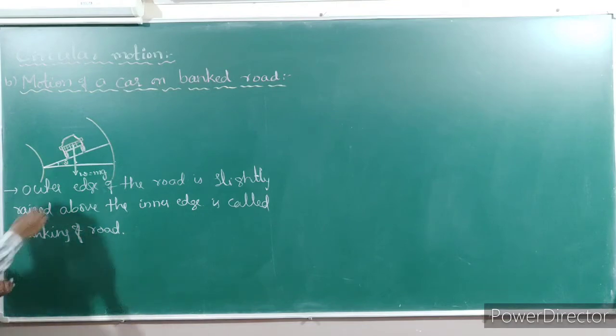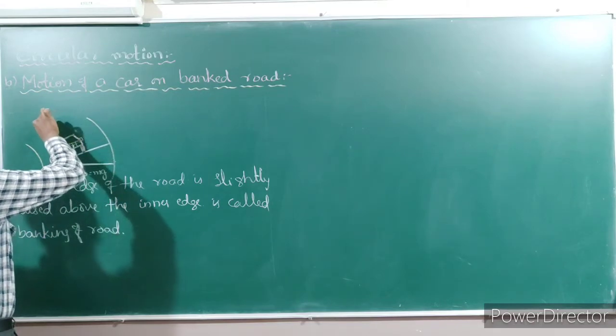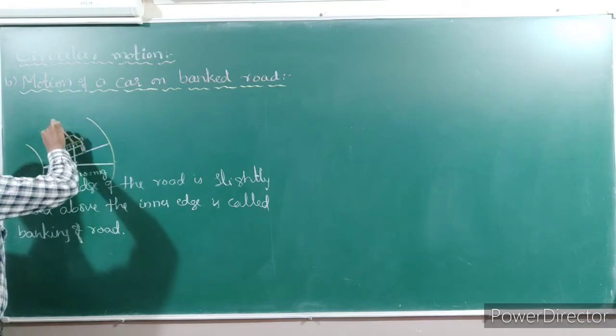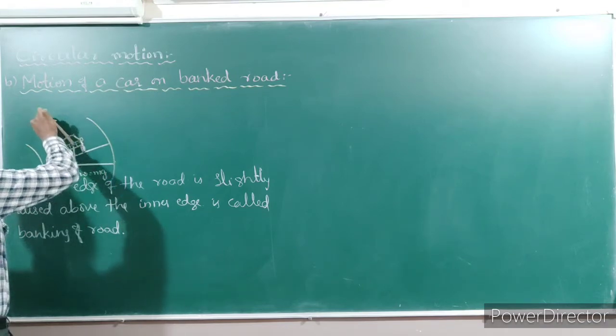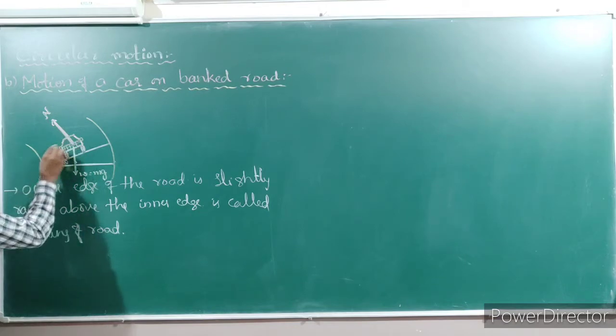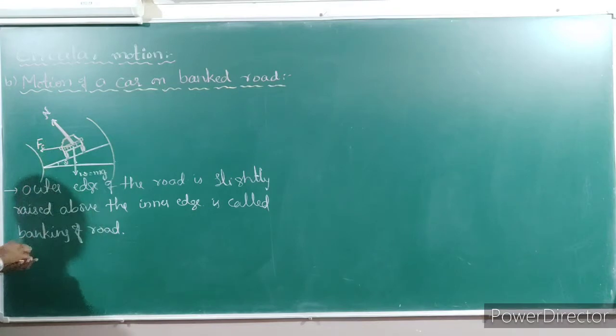But since the road is banked, one edge is raised at an angle, then the normal exists like this, in this direction. So this is the normal. At the same time, in this diagram itself, I can show the frictional force. So this is the necessary centripetal force called Fc. Then Fc is given like this. This is Fs, static friction.